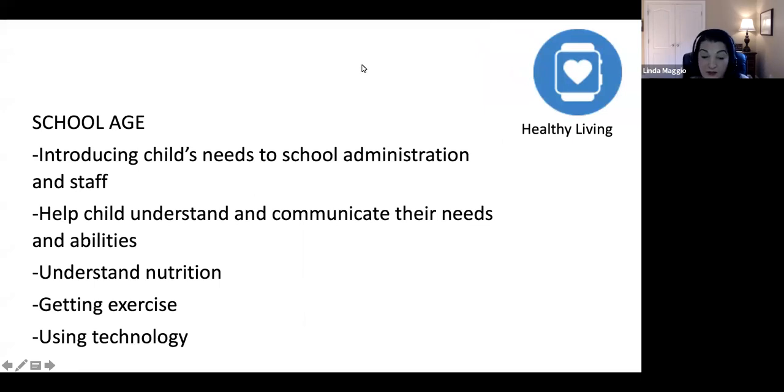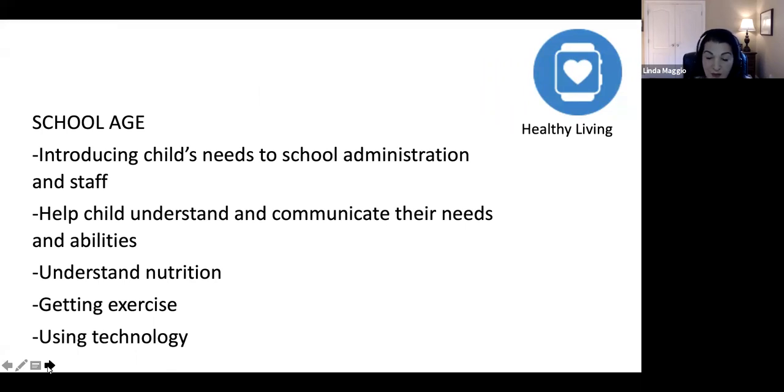School age: introducing the child's needs to the administration and staff is so important, and a great tool for this is the one-page profile. You can get a sample of it on lifecoursetools.com. There's a tab called One-Page Profiles in Education, so you can use that as a template. Help the child understand and communicate their needs and abilities. Their abilities are just as important as their needs.